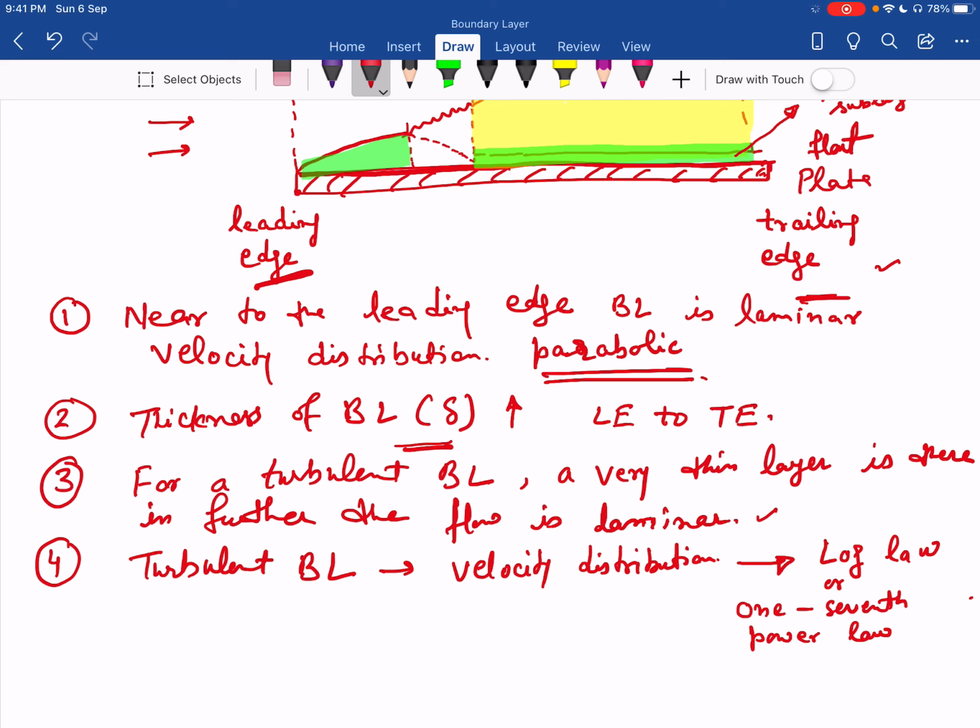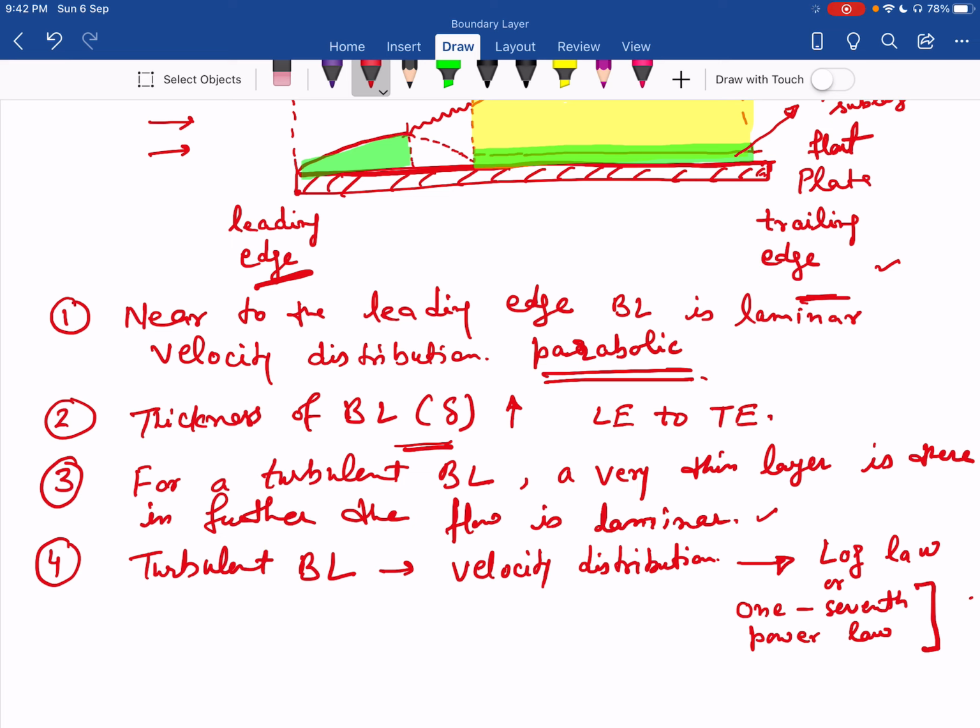Okay, so we will see further in the coming topics. What is the meaning of the 1/7 power law? This is how velocity varies within the turbulent flow. There is a relationship between u and y, and for turbulent flow, that variation is of a logarithmic nature.